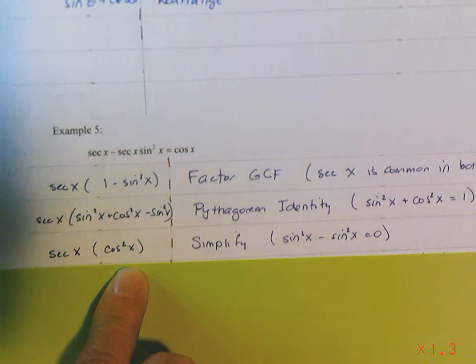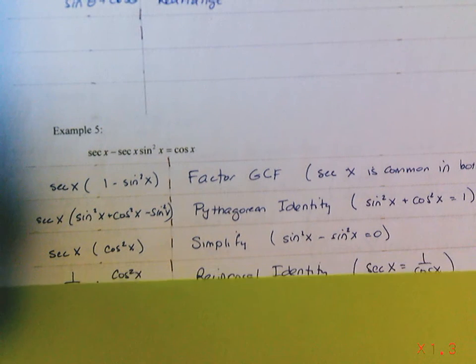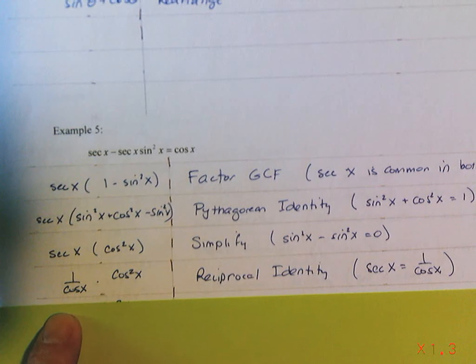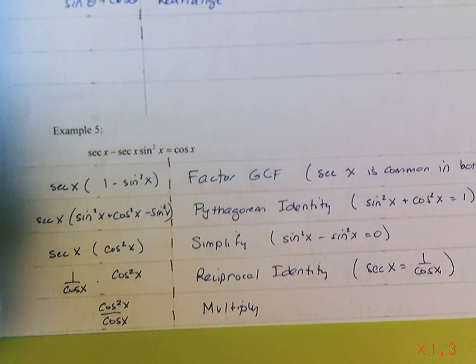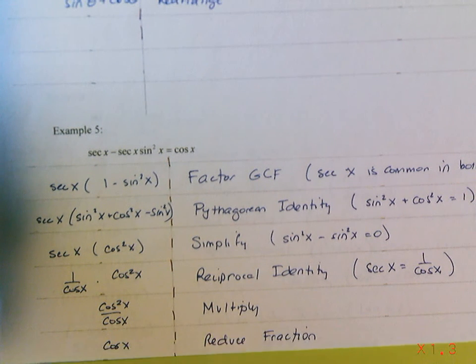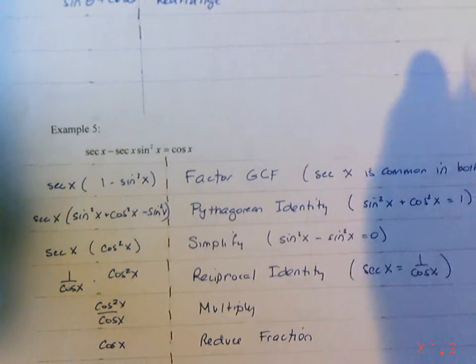Since I want to end up with cosine x, my next step is to take secant x and make it 1 over cosine x using the reciprocal identity. When I multiply these two fractions, I get cosine squared x over cosine x, and that will reduce to cosine x. Two more examples.